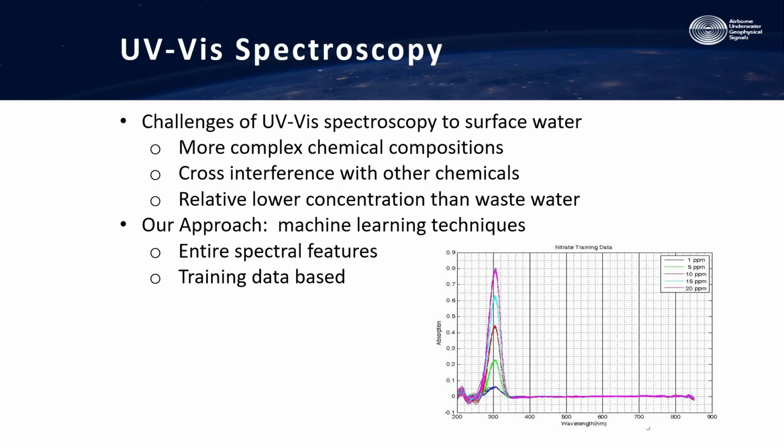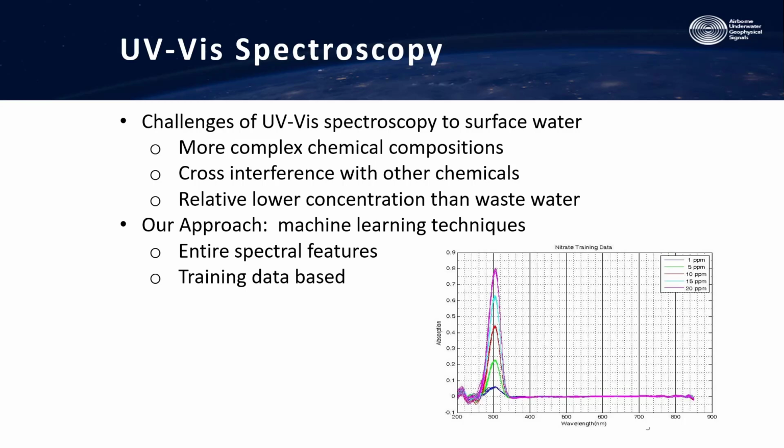However, river water has a more complex chemical composition than drinking water, which introduces cross-interference from suspended particles and dissolved organic carbon, which also absorb light along similar wavelengths. In surface water, there is also a lower concentration of NO3 compared to wastewater.